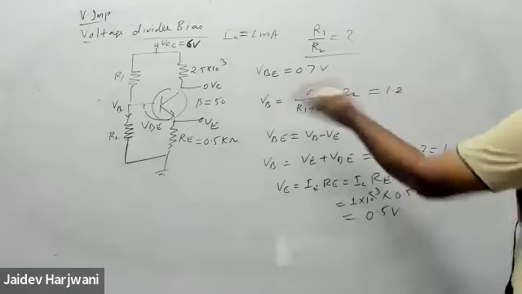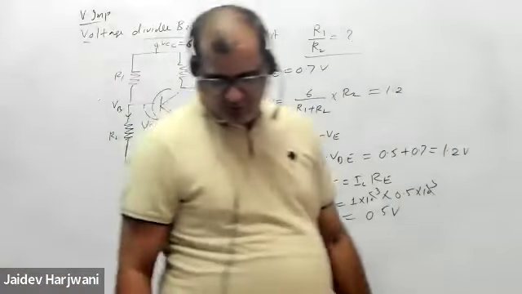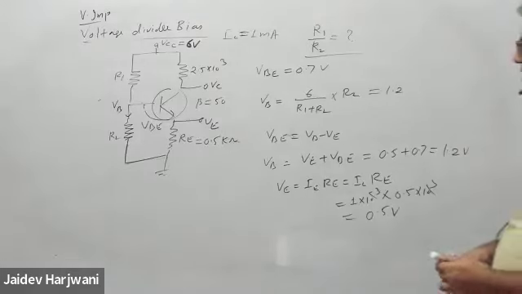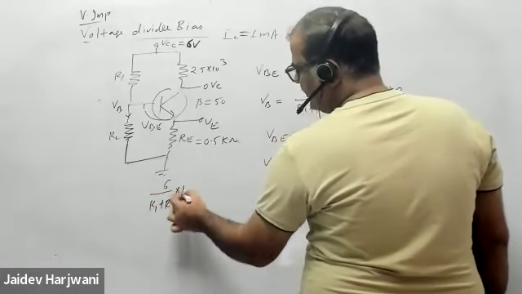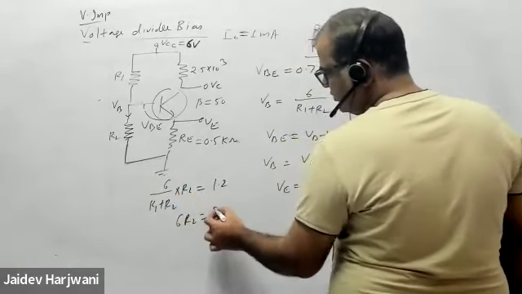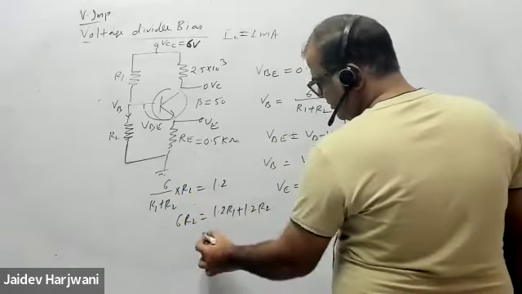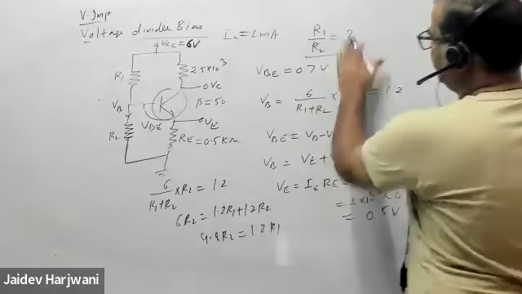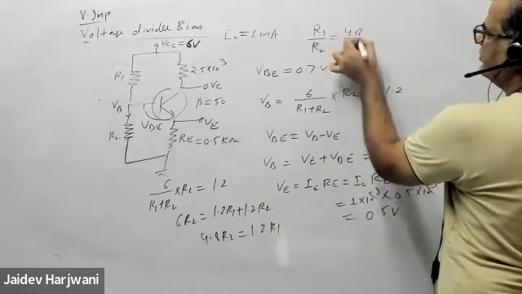Now you can put here 1.2 volts, solve this equation and find the value of R1, R2. So VB equals 6 upon R1 plus R2 into R2 equals 1.2. That is 6 R2 is equal to 1.2 R1 plus 1.2 R2. So 4.8 R2 is equal to 1.2 R1. So R1 by R2 will be 4.8 divided by 1.2, that is 4.